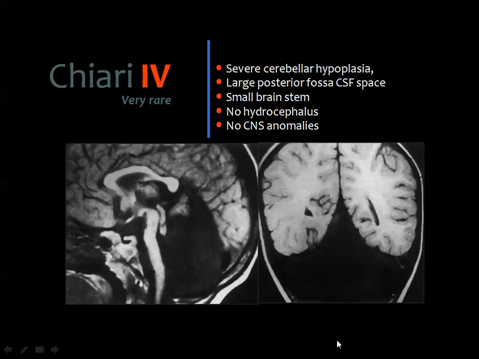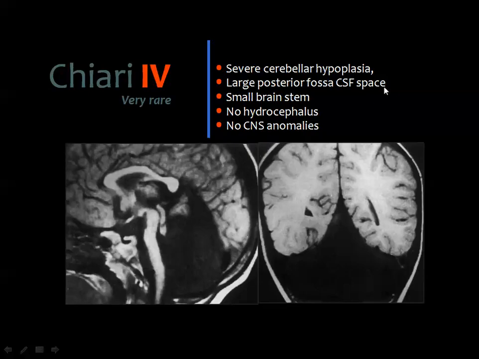of course it does not belong to the Chiari because nothing has descended into the upper part of the cervical spinal canal. Instead, you get severe hypoplasia of the cerebellum. The cerebellum is very, very small. Also, the brainstem is very small.